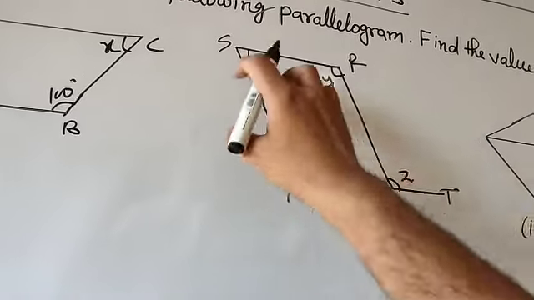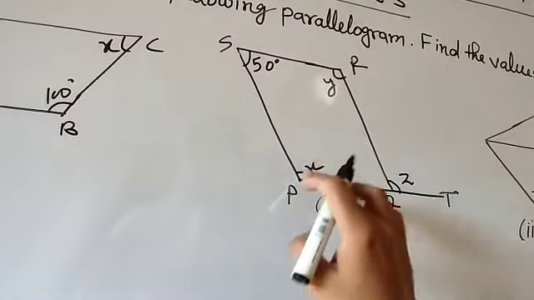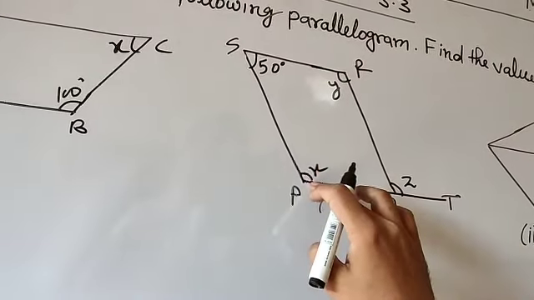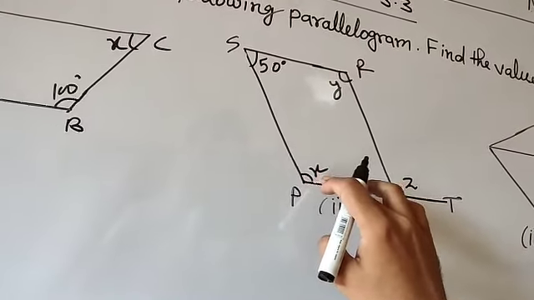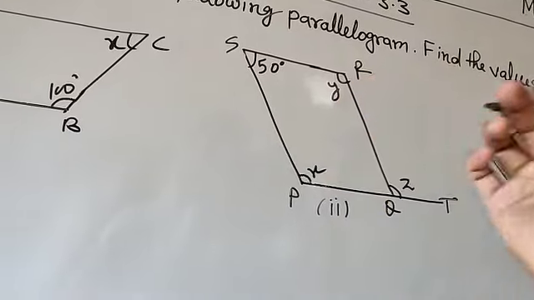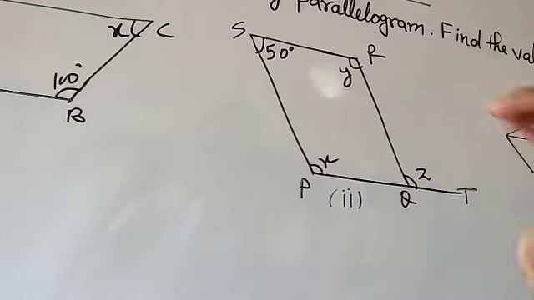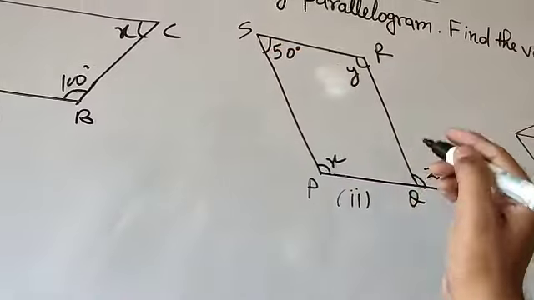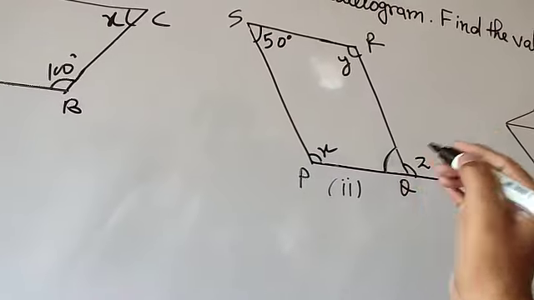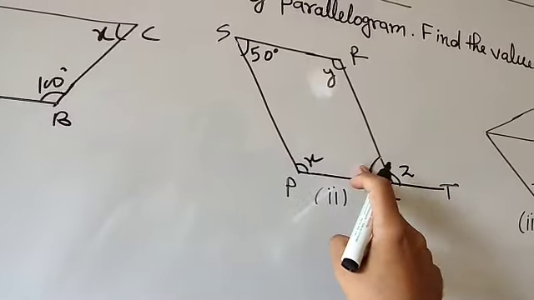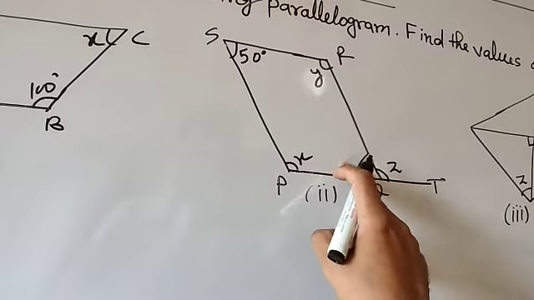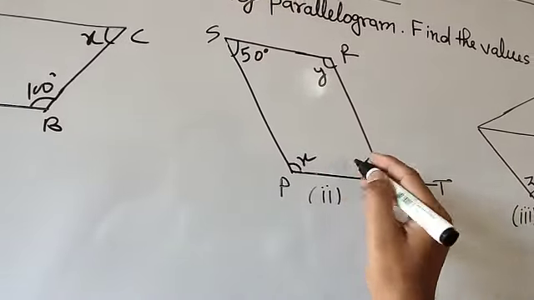Now x and y: if PQRS is a parallelogram, then x and y are opposite angles of the parallelogram. So if x is 130 degrees, then y will also be 130 degrees. So you got these two values. Now students, this is 50 degrees and its opposite angle is here. If this is 50 degrees, then what will this angle be? Angle Q will also be 50 degrees, opposite angles of the parallelogram.